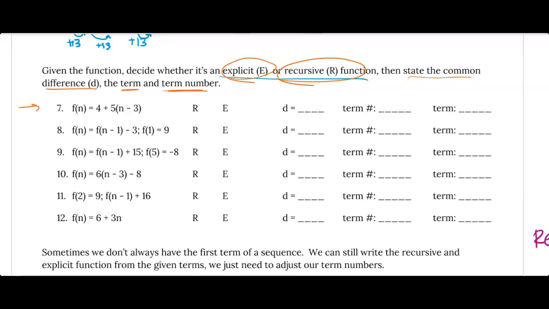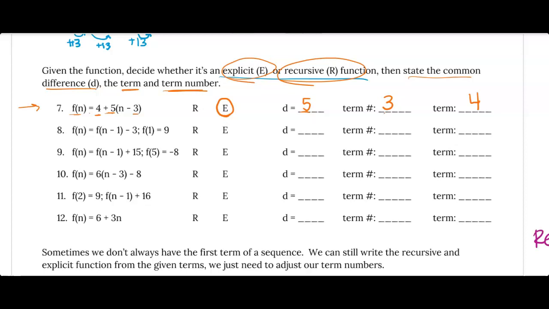So when I look at number 7, I have that f of n is equal to 4 plus 5 times n minus 3. I have a bunch of numbers in that, so that will help me know that it's an explicit. I can plug straight into here my term number and get out the term that I have. I can see that I'm adding 5 here, so that's my d value. The 3 in the parentheses tells me that's the term number, and 4 is the term. So my third term is 4 with a common difference of 5.